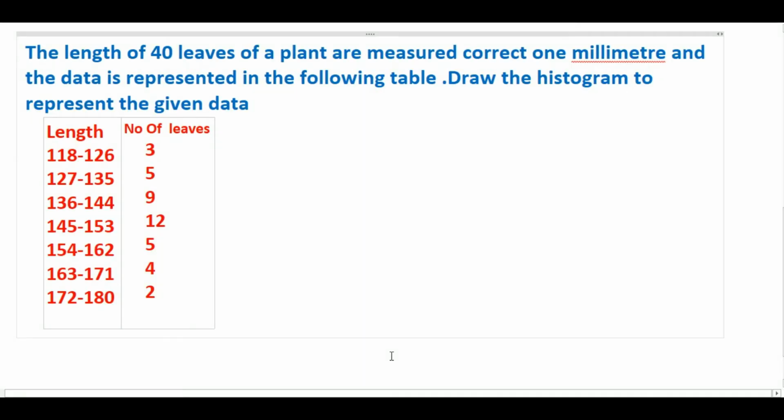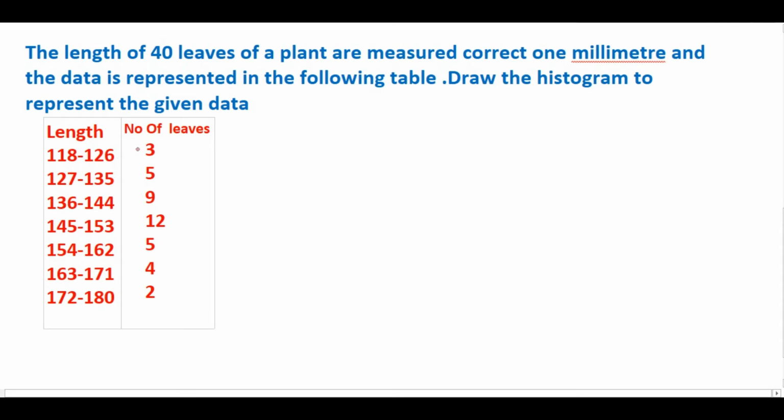So we will take one example. The lengths of plants' leaves are measured, correct to 1 millimeter, and the data is represented in the following table. Draw the histogram to represent the given data. So length in millimeters is given. 118 to 126, 3 leaves are given. So 3 leaves have the length 118 to 126. 127 to 135, 5 leaves. So like that, the length in millimeters and number of leaves is given.